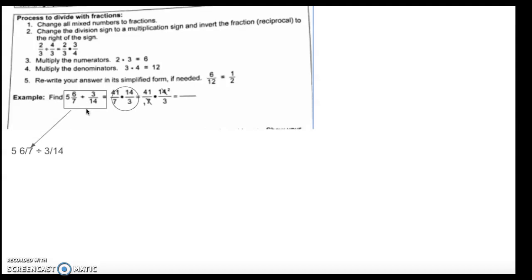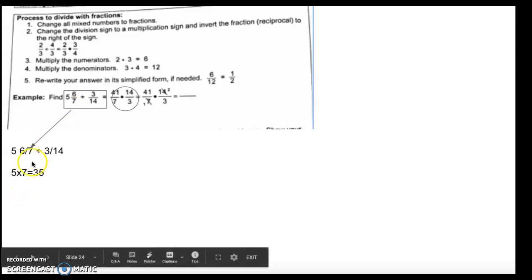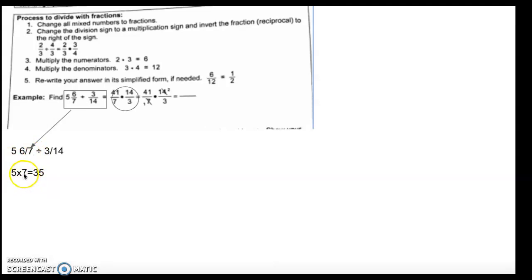Well, I wrote it out again. And then what we're going to do is multiply the denominator by the whole number, which is 5 times 7, which is 35. And then we're going to add that to the numerator. So 35 plus 6 is 41. That's how they got 41 over here.